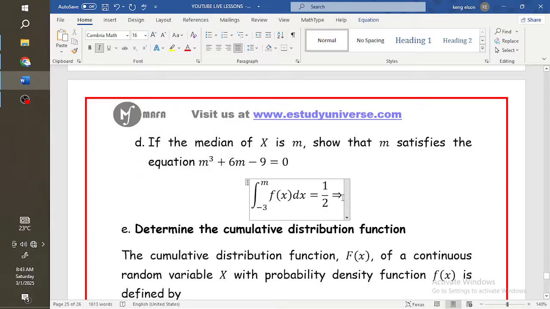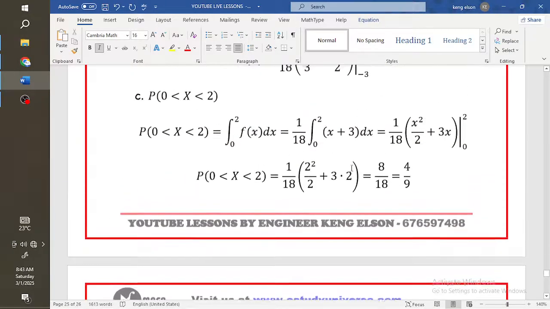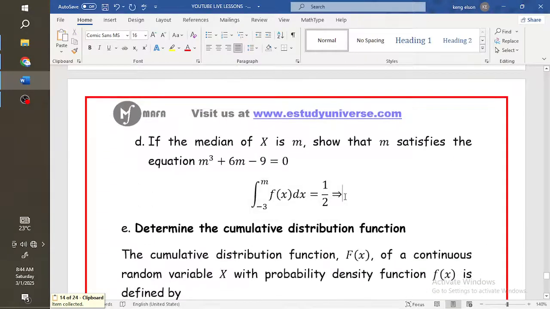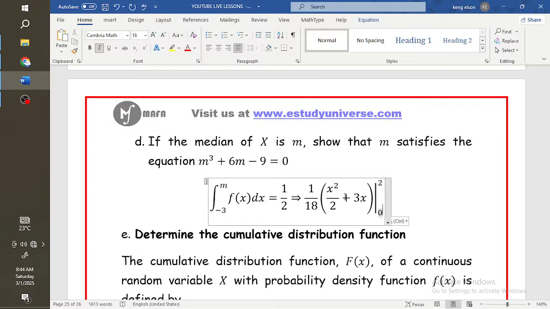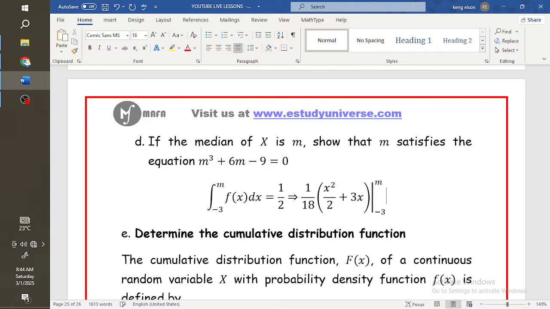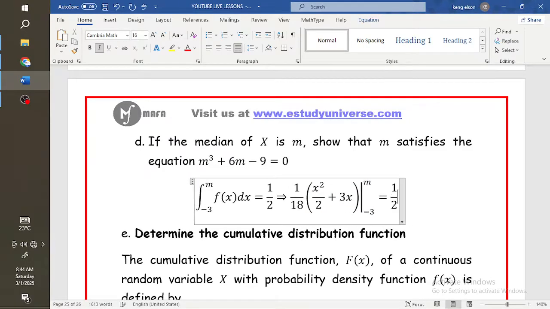So this means that we already know the answer. Do we know the answer? Yes, we know the answer of integrating f of x. So what changes is just the bounds. Okay, here is the integral of f of x. What is changing is just a bound, because we already know it from here. So we have the same answer, but now we are integrating from minus 3 to m. Then we equate the result to half.